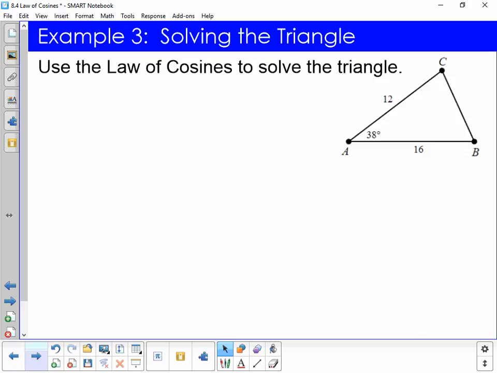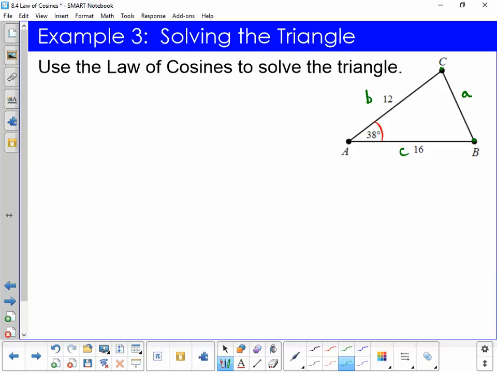All right, use the law of cosines to solve the triangle. So in this case, angle A is 38 degrees. Let's see if we think about the conventions. Here's angle C, so this must be side C. Here's angle B, so this must be side B. And this side over here that we don't know yet is side A, across from angle A. Okay, so it looks like we know angle A, side B, and side C.